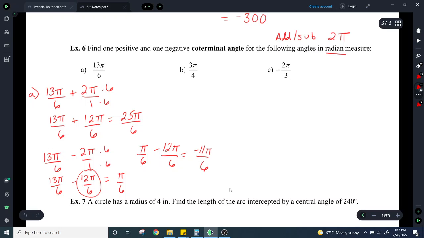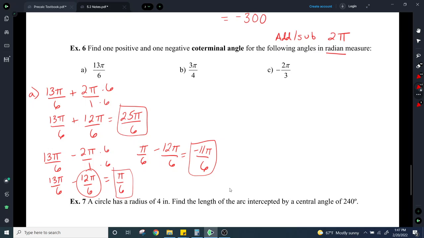There are an infinite number of coterminal angles. I have actually found 3 of them in this process. So one that was positive was 25 pi over 6. Another that was positive was pi over 6, and then they wanted one that was negative, which was negative 11 pi over 6. So you can keep adding and subtracting 2 pi or 360 if you're in degrees as many times as you need to get the coterminal angles that they're asking for.